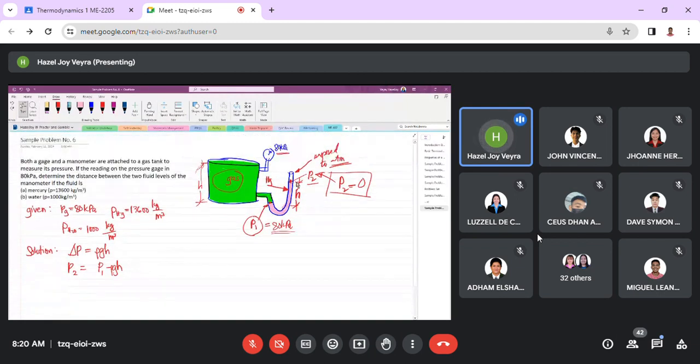For example, at this point P2 in a manometer, when you have differences in height, as you go down the pressure increases. Di ba, halimbawa, you have a sea. This is another basic concept. Example, this is a sea, and you have here atmospheric pressure. As you go down, the pressure increases.